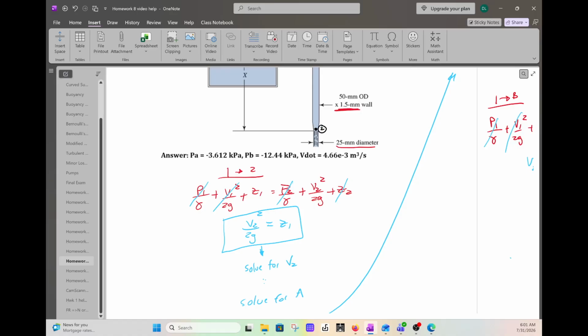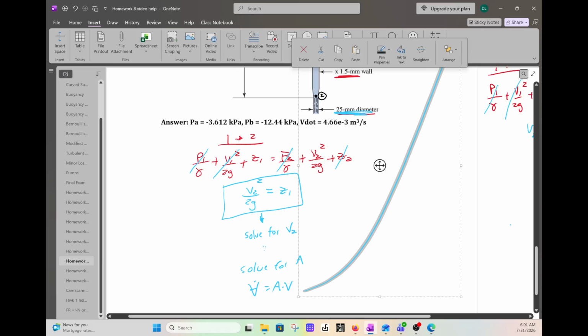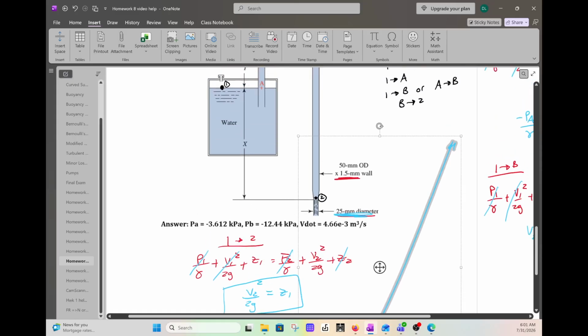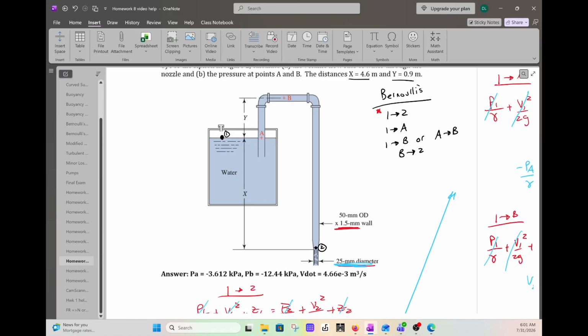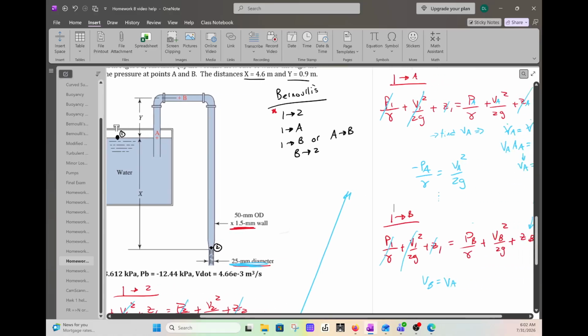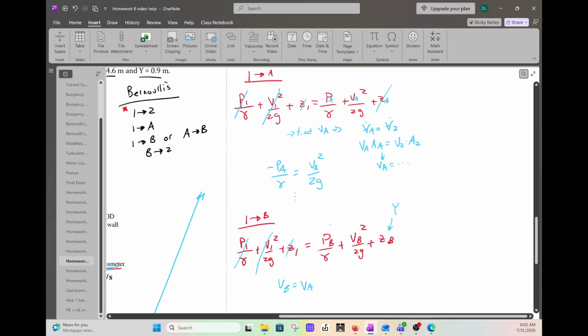Okay, that exit velocity. Then you know the area because you know the diameter, so you can solve for the area, and you can then pretty much solve for the flow rate, because guess what? The flow rate at 2 is equal to the flow rate at B, which is also equal to the flow rate at A, conservation of mass. So you now know the velocity coming out, you know the flow rate, so now you can find these pressures. The first thing you want to do is go 1 to A.